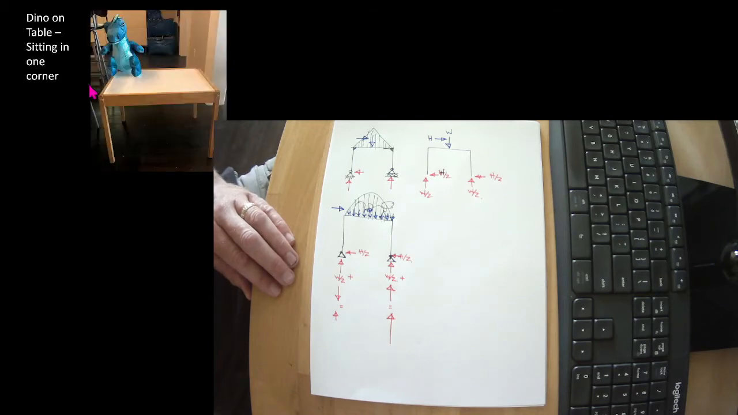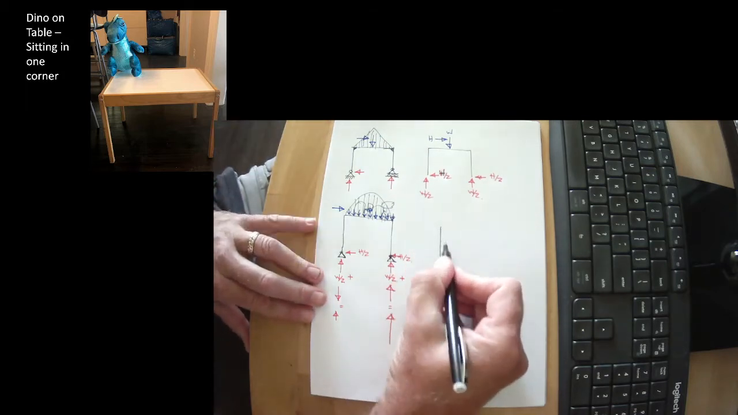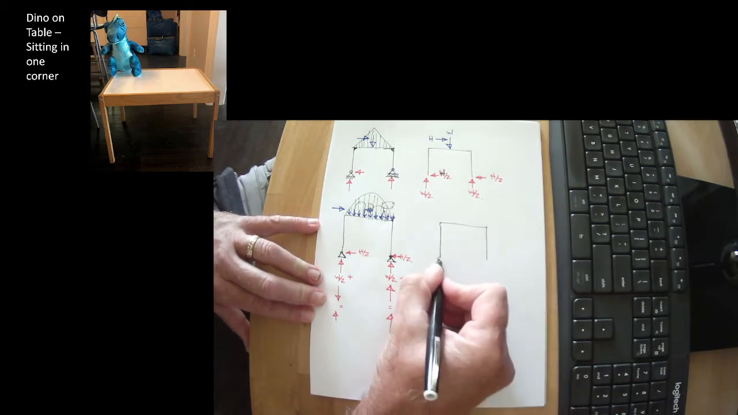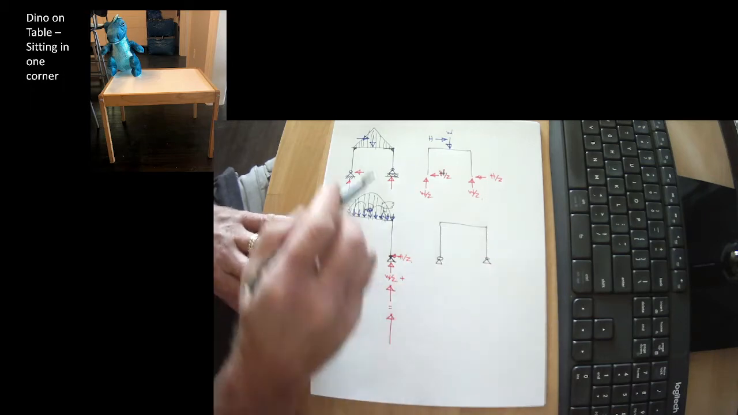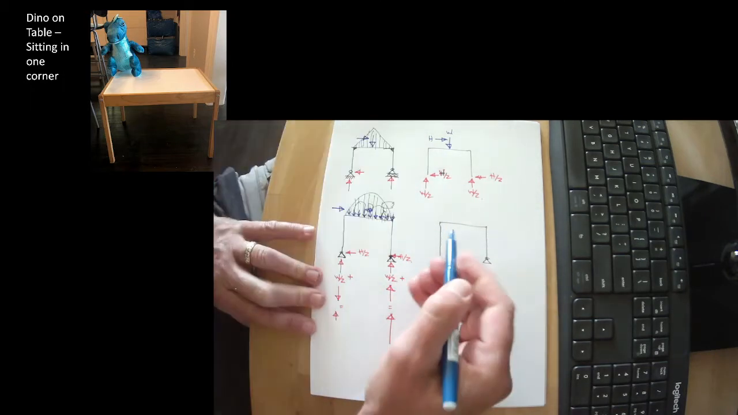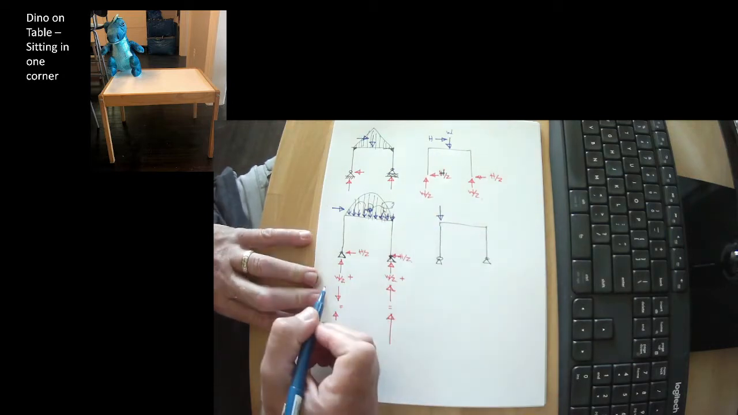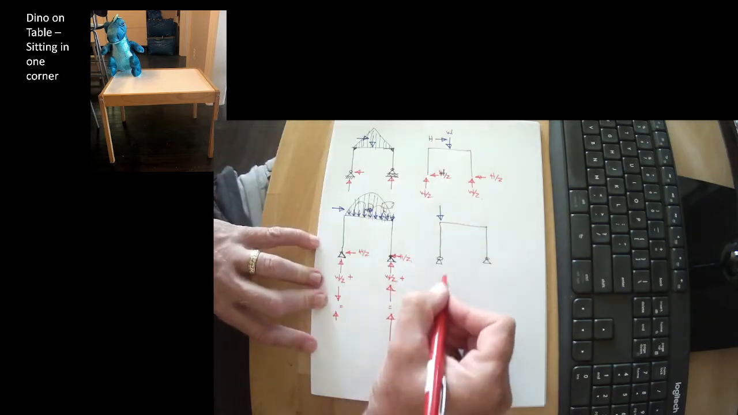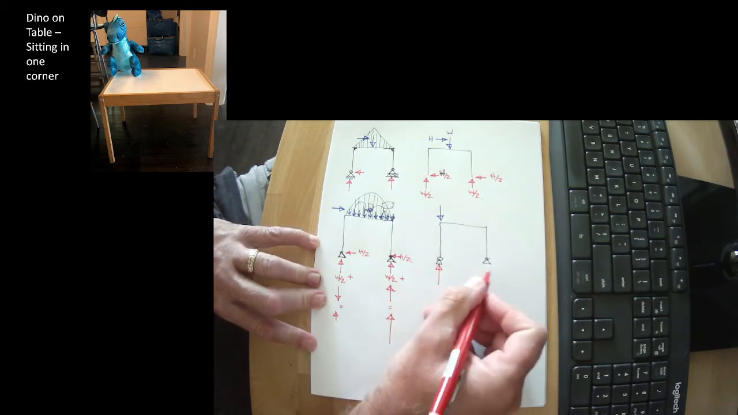Okay, let's see what else Shannon's got in store. These have been easy for us so far. Number 3. Our table. Our pin supports. Now we have Dino sitting right here on the corner. So the reactions, well, Dino is sitting right here on the corner.